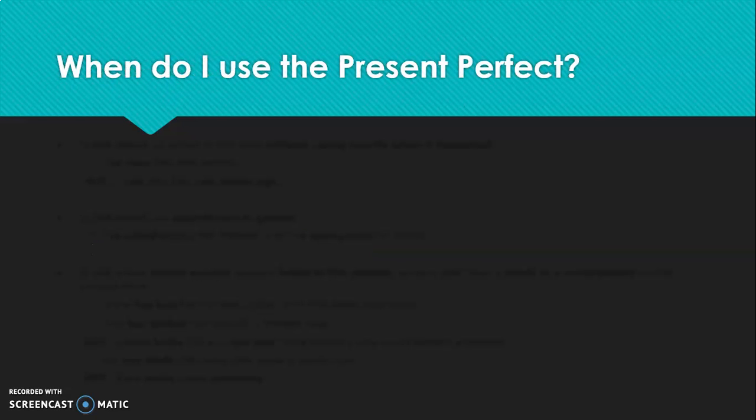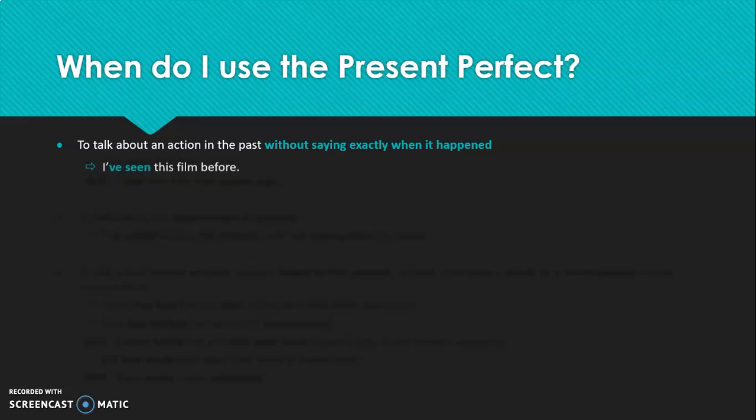Now, in which cases, when do I use the present perfect? We've examined some keywords, but for which reasons might I want to use the present perfect? Let's take a look at them. First of all, to talk about an action in the past without saying exactly when it happened. When I say exactly when something happened in the past, I use the past simple.